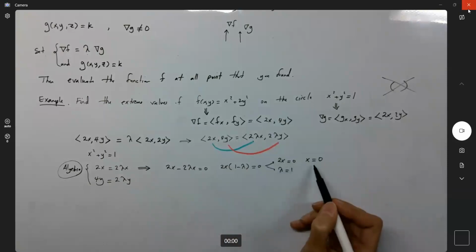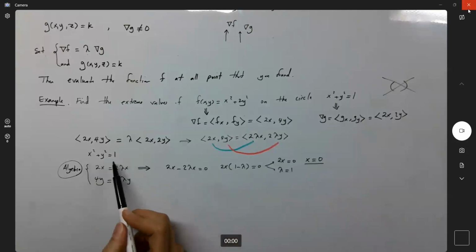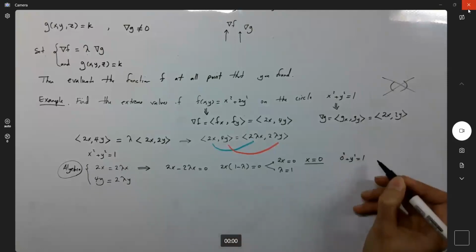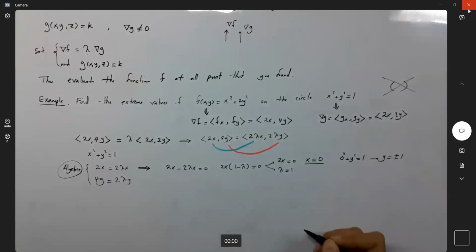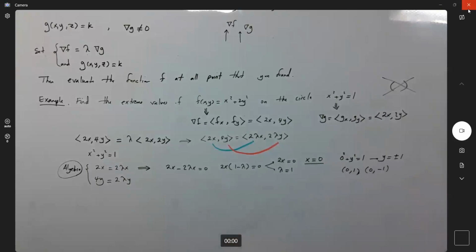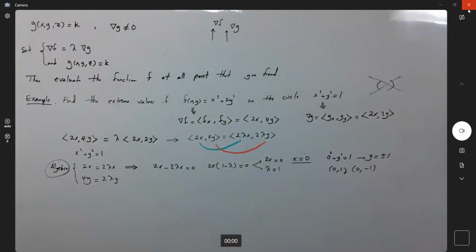But if x is equal to 0, from the constraint we get 0 squared plus y squared equals 1, or y becomes plus or minus 1. So the points are (0, 1), and the second point, (0, negative 1). There you go. Note that we use x equal to 0 and use the constraint to find the values for y.